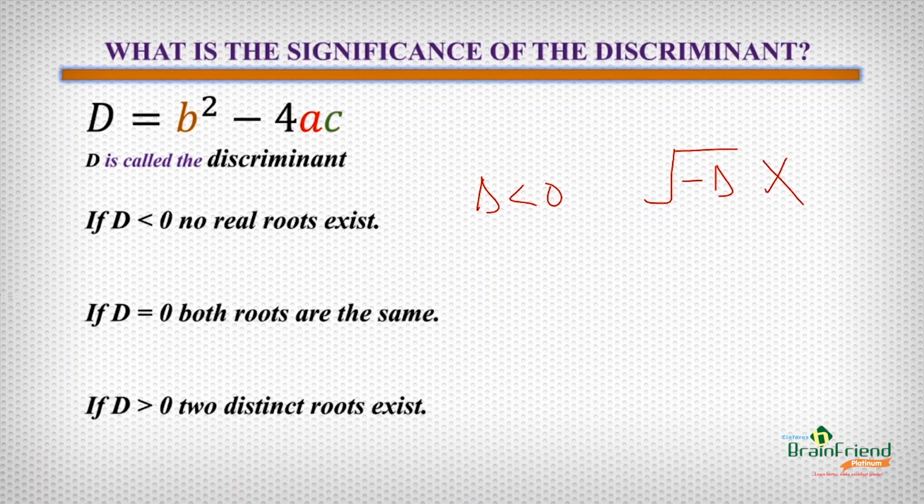But if d is equal to 0, it means we would have two roots, but they will be the same. So there's no need, we just say one root because the two roots will be the same. That is because square root of 0 would still be 0. And so the equation reduces to b over 2a. Finally, if d is greater than 0, we would have two distinct roots. In that case, we can find x1 and then x2.